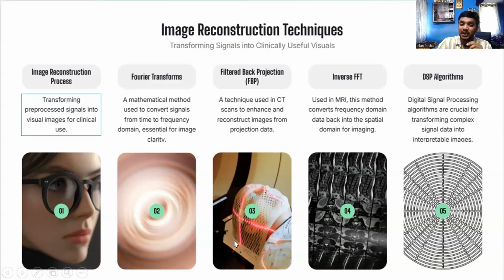What are reconstruction techniques? What are the techniques by which images can be reconstructed? There are many techniques, so let us go one by one. First is the image reconstruction process, and how does this happen? It is the transformation of processed signals into visual images for clinical use.